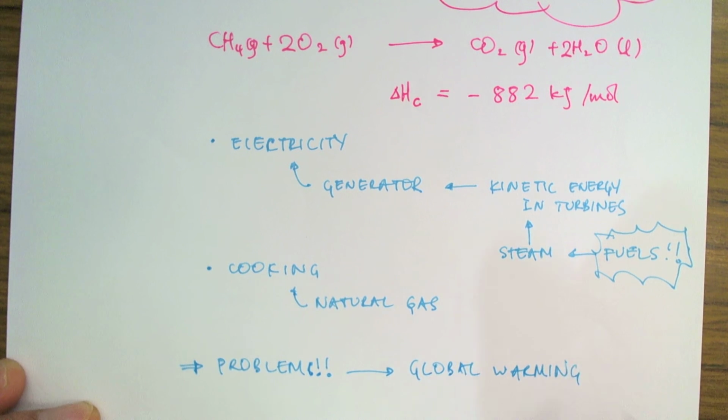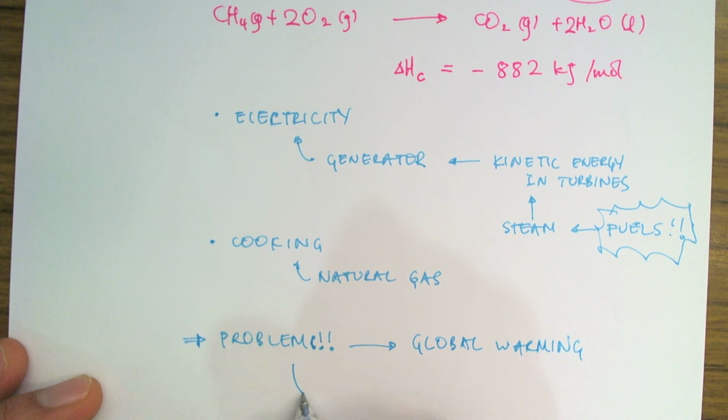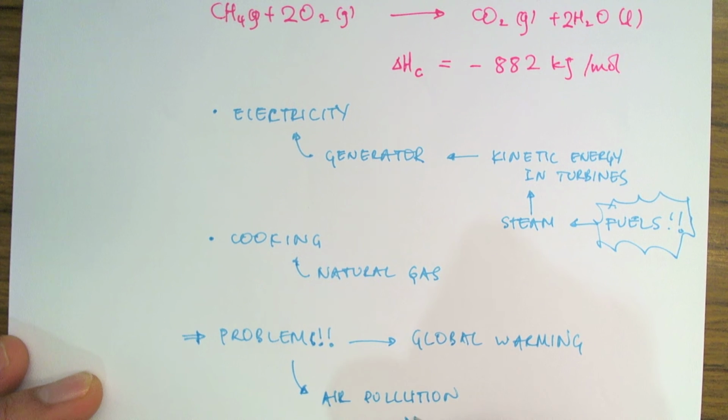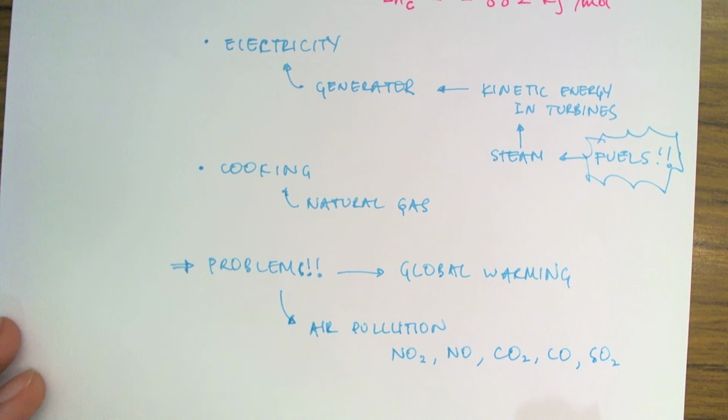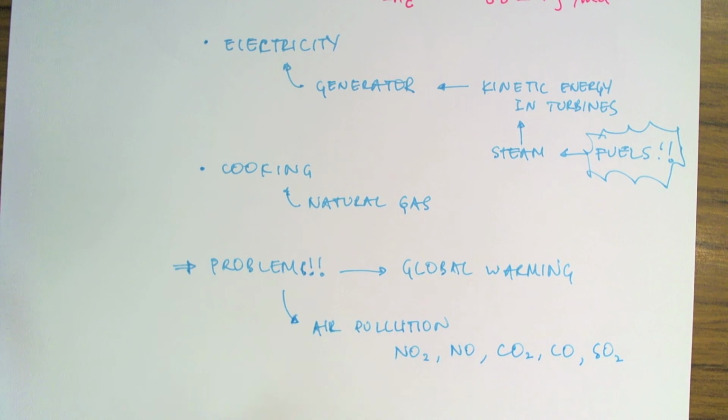Because carbon dioxide and carbon monoxide are greenhouse gases, and you also have air pollution from the nitrogen oxides, carbon dioxides, carbon monoxides, and sulfur oxides. Those are also contributing to increasing acidity of lakes, acid rains, corals die, fishes die, etc.